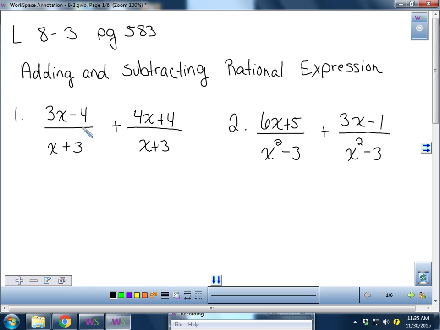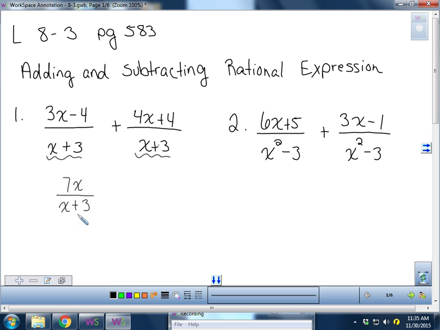Notice that I have 3x minus 4 over x plus 3 plus 4x plus 4 over x plus 3. I have a common denominator of x plus 3. So that means on top I'm just going to combine like terms, 3x and 4x, that makes 7x. Negative 4 and positive 4 are going to cancel, and then I keep that common denominator of x plus 3.